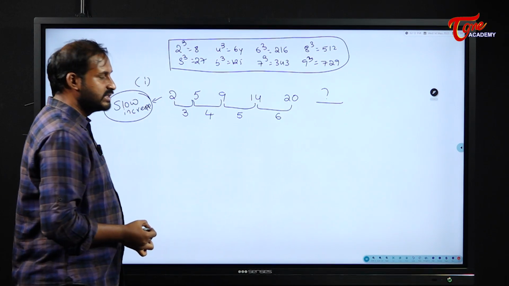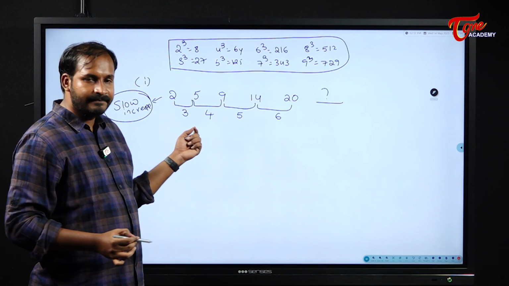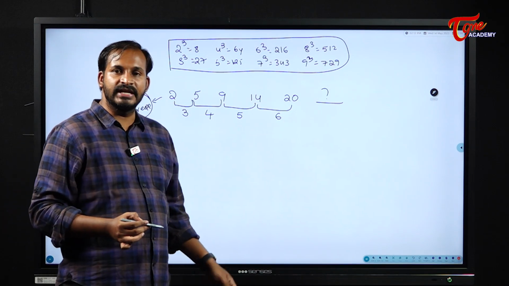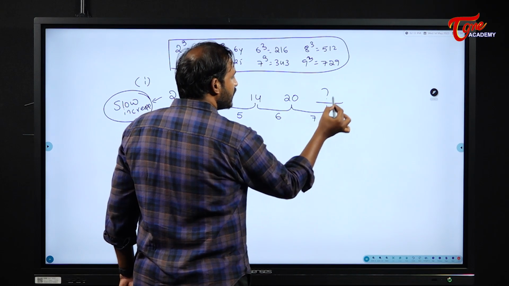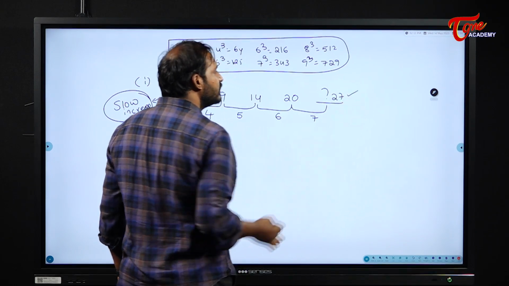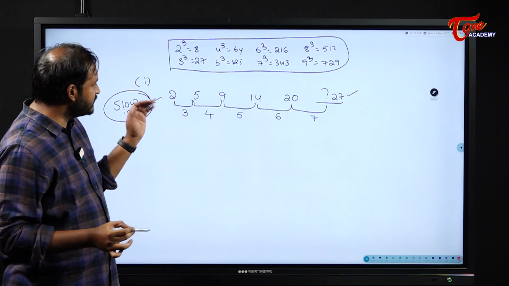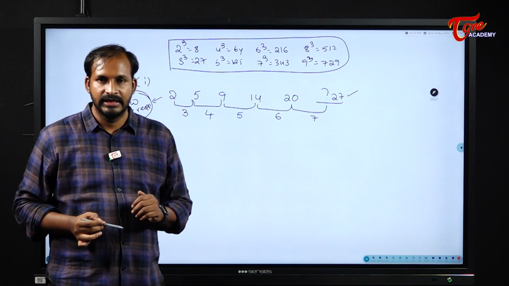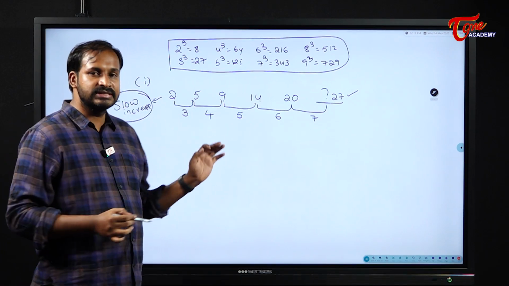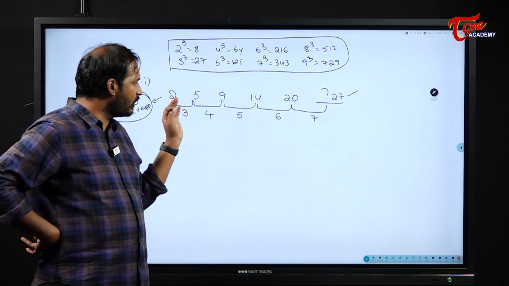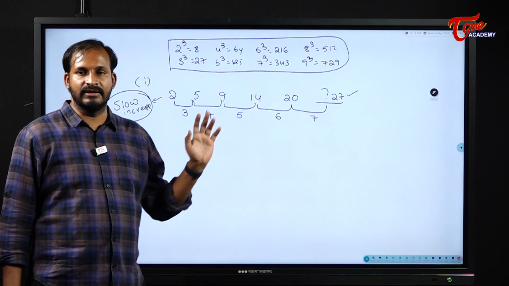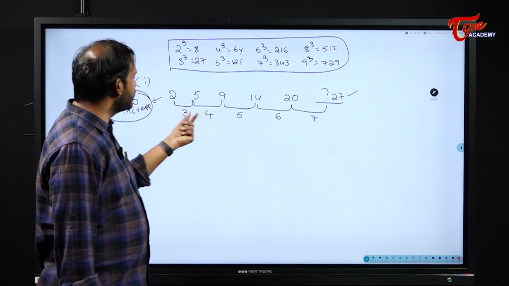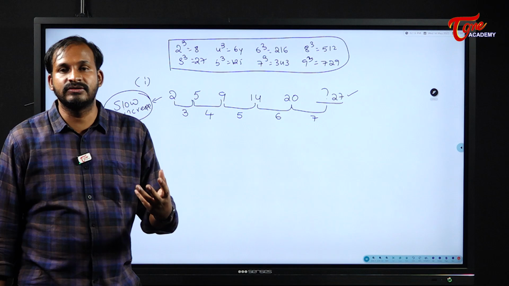See here students, it is very easy, right? 3, 4, 5, 6. What should be the next difference? 7. The next difference should be 7. So our answer here becomes what? 27. That means if a series is increasing slowly, where they add a constant, either all 2s or all 3s, or sometimes an increasing number, in those cases simply observe the difference between the successive numbers.